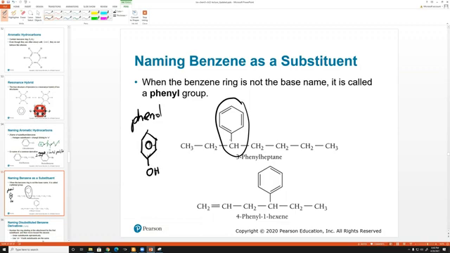But it's a phenyl group. So you can say that it's 3-phenylheptane. 1, 2, 3, 4, 5, 6, 7. So 3-phenylheptane.